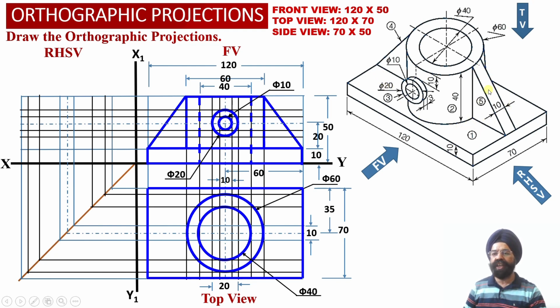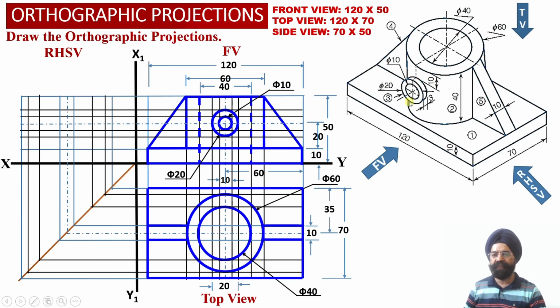Next we have got these two triangular inclined webs over here. Because the top surfaces of these inclined triangular webs are inclined with respect to the horizontal plane, in the top view projections we have been able to obtain apparent shape projections of these inclined webs.